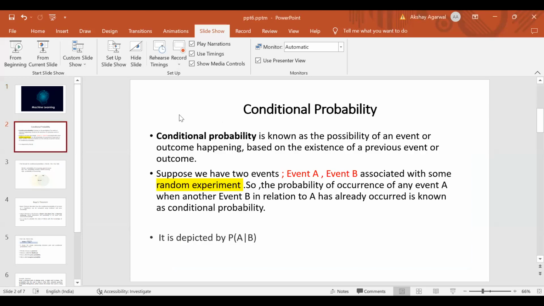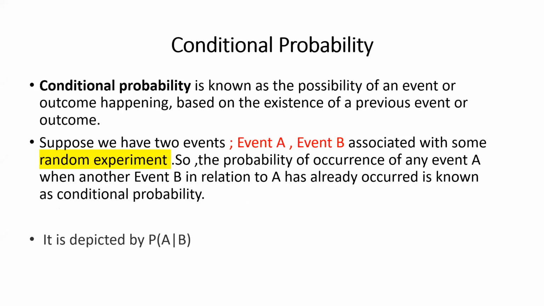As the name suggests, conditional probability has some conditions involved in it, right? Conditional probability is the possibility of an event or outcome happening based on the existence of some previous event or outcome. That means we will find the possibility of some event happening when we already have some previous event related to that particular event, right? So let's understand this point like this.